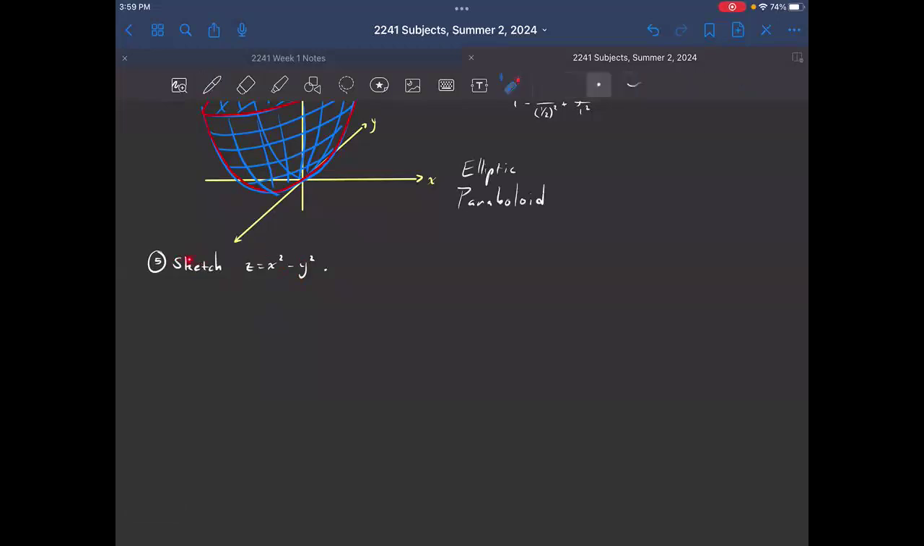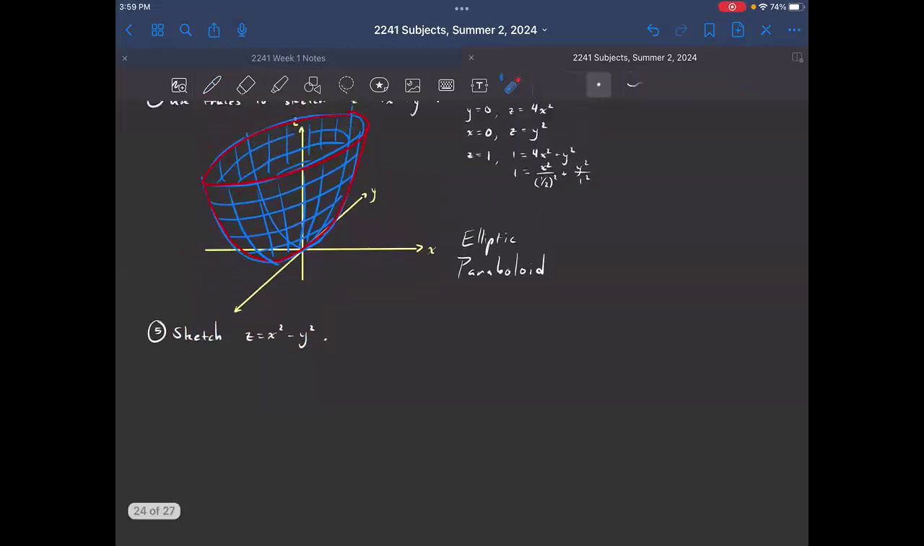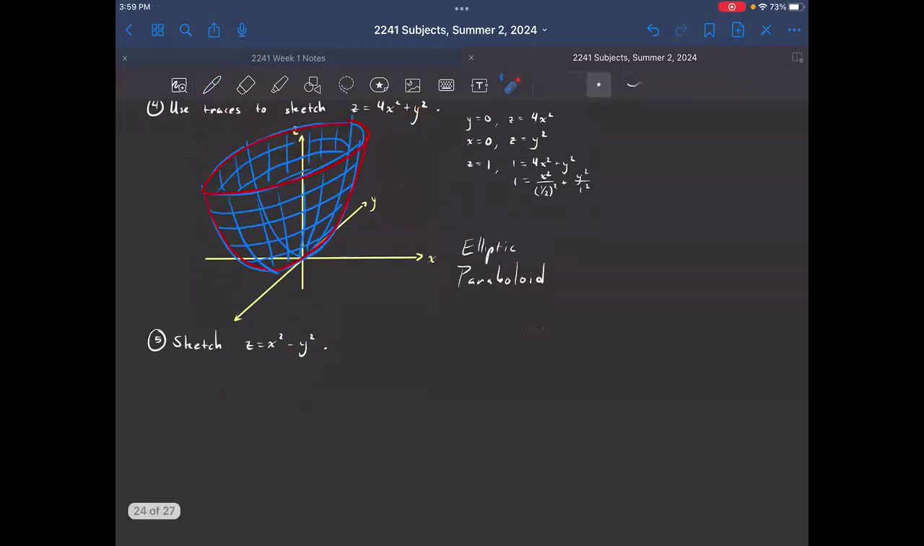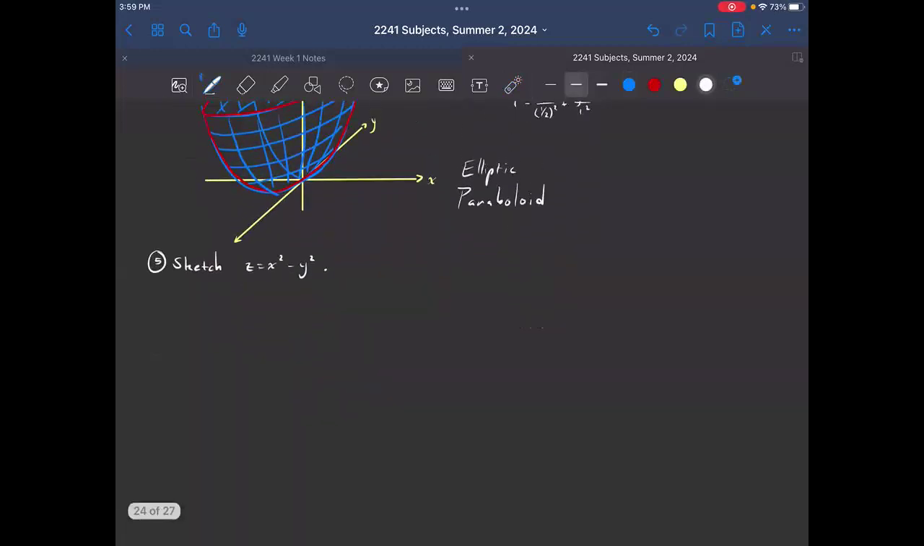And then down here, we have z equal x squared minus y squared. All right, sort of the same format as this one, except we have the minus now, and you can probably guess that this is going to be a hyperbolic paraboloid.